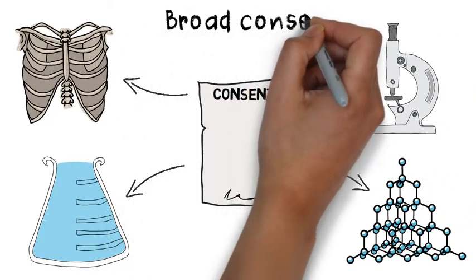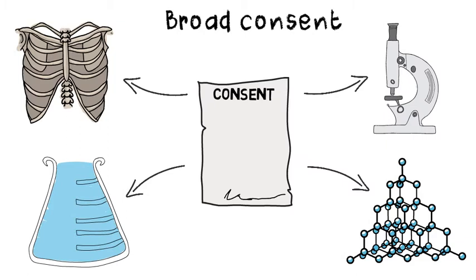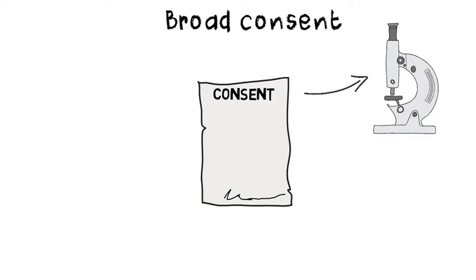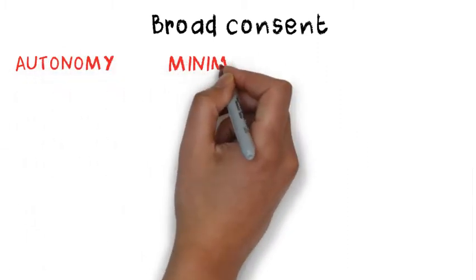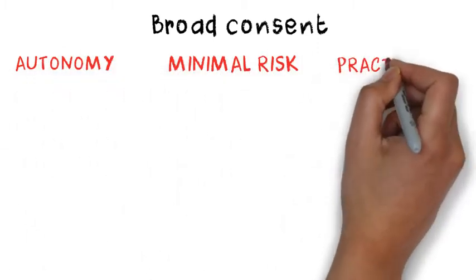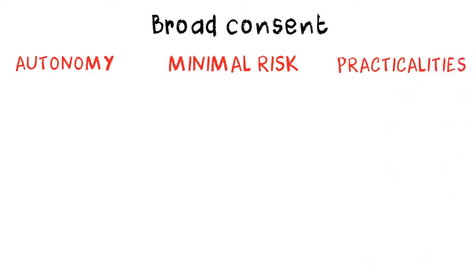In broad consent, participants still give consent only once. However, usually the scope of the research is determined, so participants are broadly aware of what the biobank studies will be about. There are three important aspects in broad consent: autonomy, minimal risk, and practicalities. All these aspects have arguments for and against them.